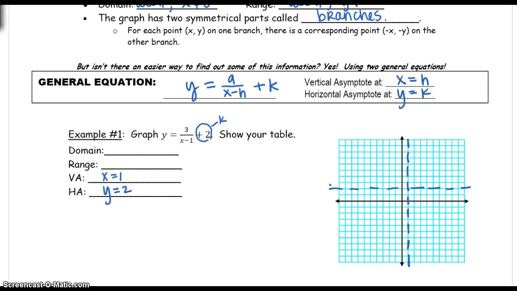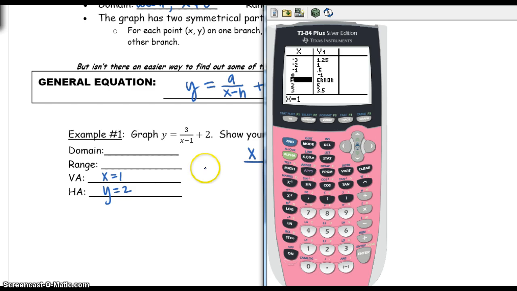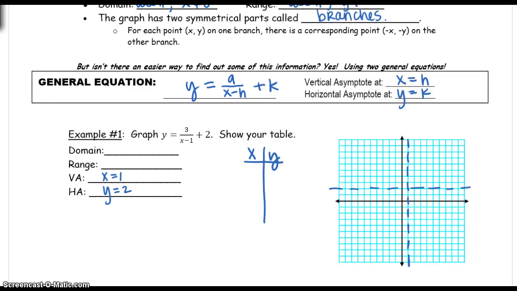So there are our asymptotes. Now it says to show the table, and this would be the next thing I would do. So x, y. Go to your calculator and change this up, and make sure you type it in right: 3 divided by parenthesis x minus 1, close it up, and then plus 2. Then let's go to our table. In the table, you'll see where there's an error, and I like to make sure that's always right in the center of my table. So it's going to be 1 with the error.